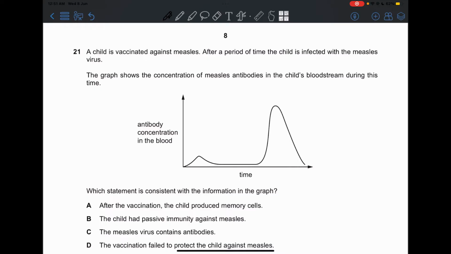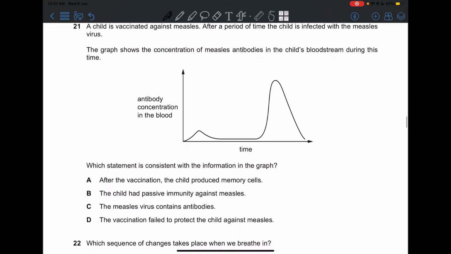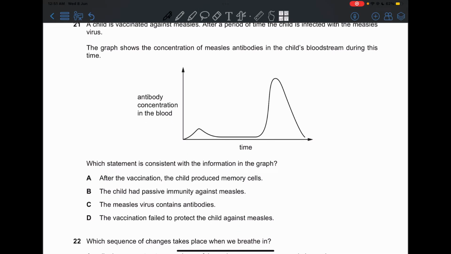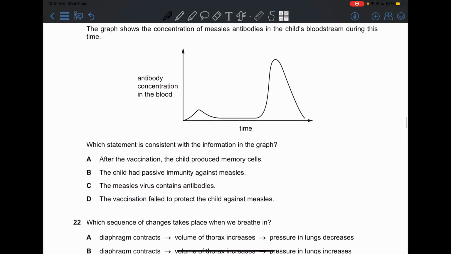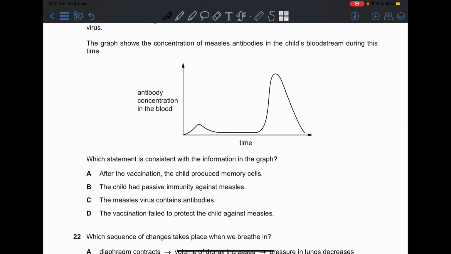21. A child is vaccinated against measles. After a period of time, the child is infected with the measles virus. The graph shows the concentration of measles antibodies in the child's bloodstream during this time. Which statement is consistent with the information in the graph? Now, over here, we can know that there was memory cell production somewhere, because after the child was infected again, there was a very high increase in the antibody concentration in the blood, as we can see here. And this is indicating that there are some sort of memory cells. So we know that the vaccination was indeed successful and it produced memory cells for the child.